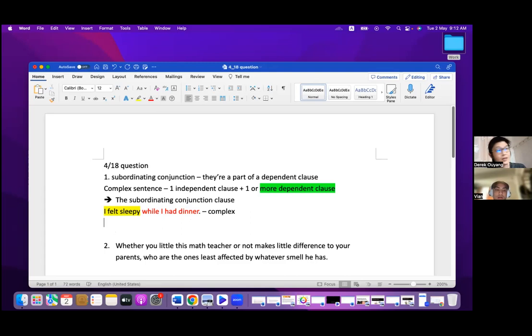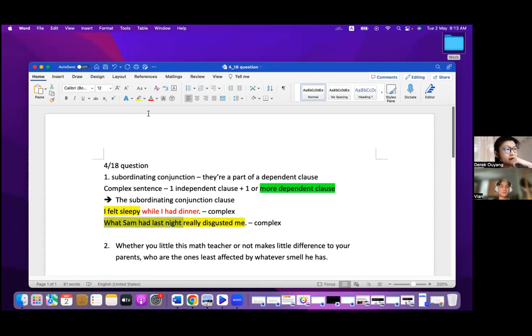However, it is not just a subordinating conjunction, because for example, if you use an adjective clause, if you use which, if you use that, if you use who, that's also a complex sentence, right? Or if I say, what Sam had last night really disgusted me. This is also complex because this whole thing is an independent clause, but what Sam had last night is a dependent clause. You have the subject Sam, you have the verb had, right? This is also a complex sentence.